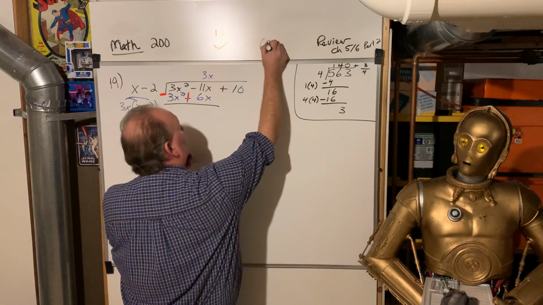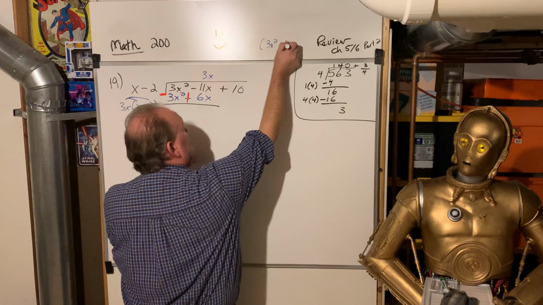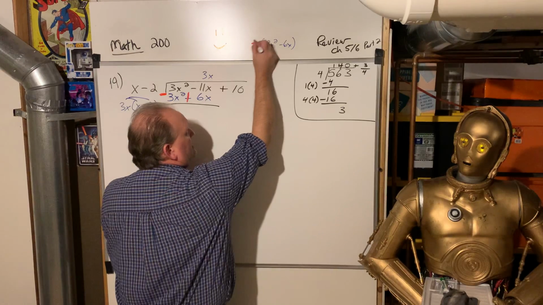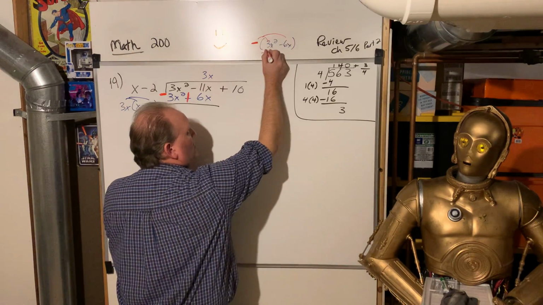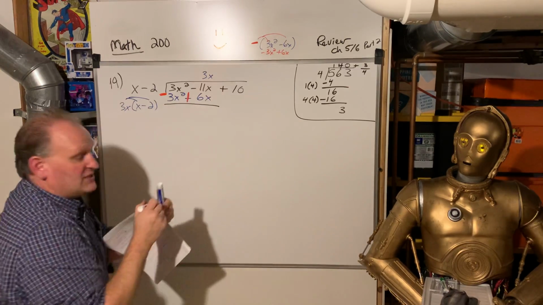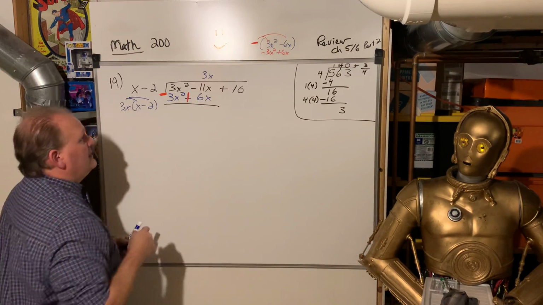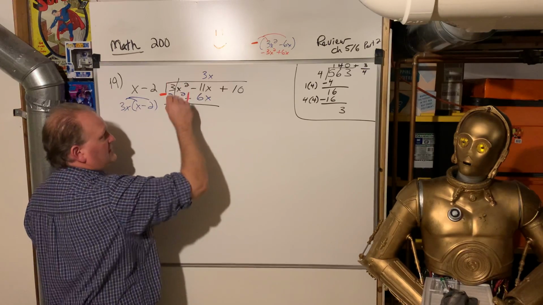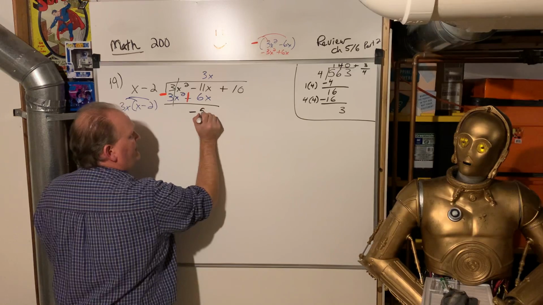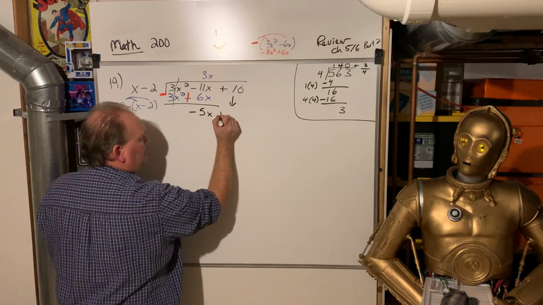So I'm going to change the signs of both of those, because remember how the distributive property works. If I had 3x squared minus 6x like this, and I threw a negative in front of it, I would distribute that to both and get negative 3x squared plus 6x. That's why I changed both signs. All right. Then I add straight down. The first one cancels away. It always should. I got negative 11, positive 6. That's negative 5x. I bring down the plus 10.